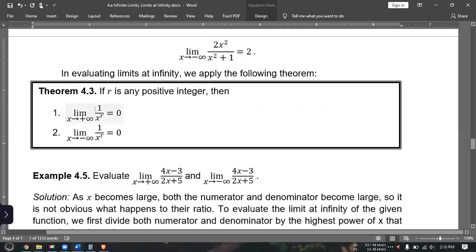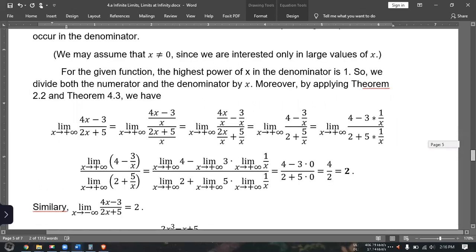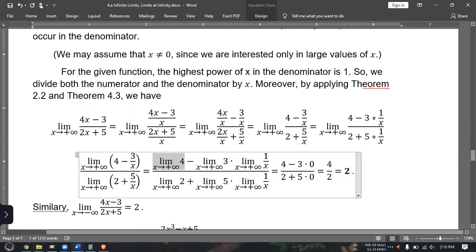We have 1 over x to the power r. In our case, the exponent of x is only 1. And then theorem 2.2, let's evaluate the limit of the numerator and the limit of the denominator by applying 2.2. So separately, what is the limit of 4 as x approaches positive infinity? The limit of a constant is always the constant, whatever x is trying to approach. So the limit of 4 as x approaches positive infinity is 4.